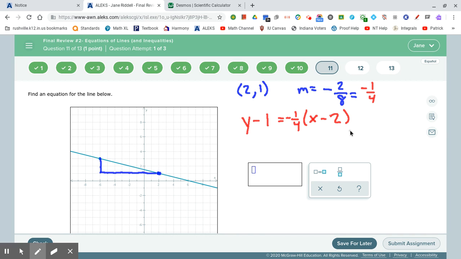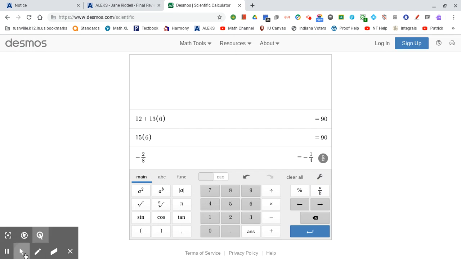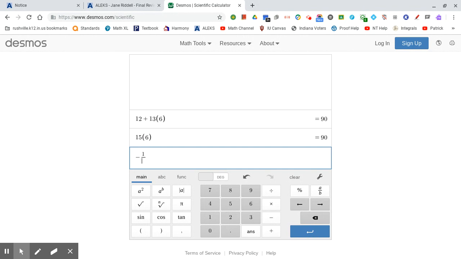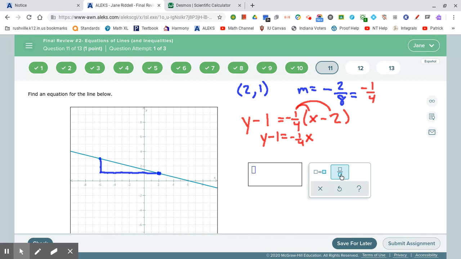All right, so if I need to, I can solve this for y. Since it just says find any equation, I can just go ahead and type this in. But I'm going to solve for y just to make sure that we're good at that skill. So first thing is get rid of the parentheses. Parentheses mean multiply. So I still have y minus 1 equals, but this is going to give me negative 1 over 4 times x. And then negative 1/4 times negative 2, I can use a calculator for that. Negative 1/4 times negative 2 gives me 1/2. So then I'm going to have a plus 1 over 2 here.